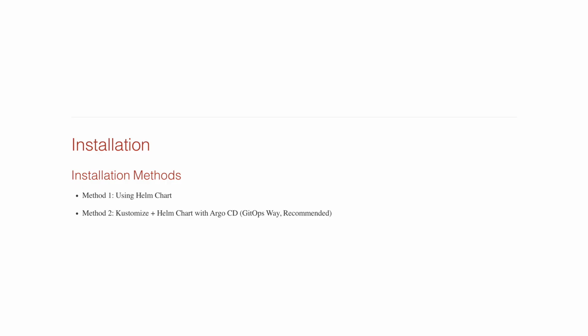Method 2, Kustomize plus Helm with Argo CD. This is the GitOps way. Everything is version controlled in Git, declarative, and automatically synced. This is what we'll be using today. Why GitOps? Because every change is tracked in Git, it's fully auditable, and Argo CD keeps your cluster automatically in sync with your repository. No more "it works on my machine" problems.